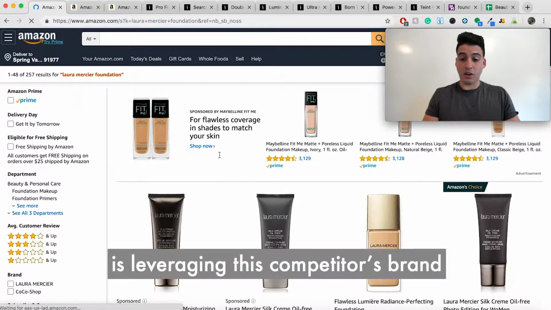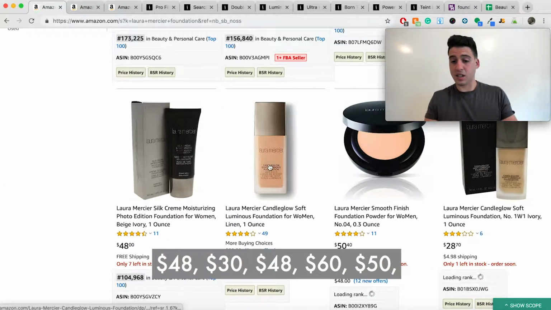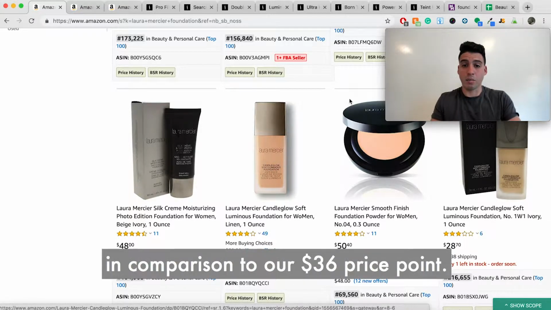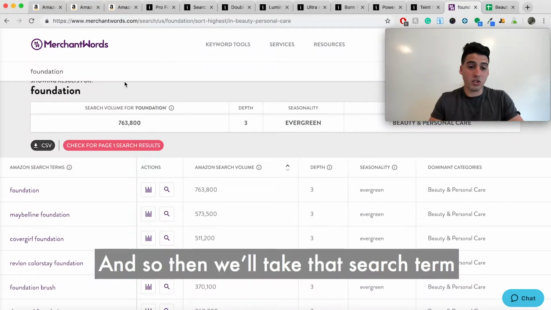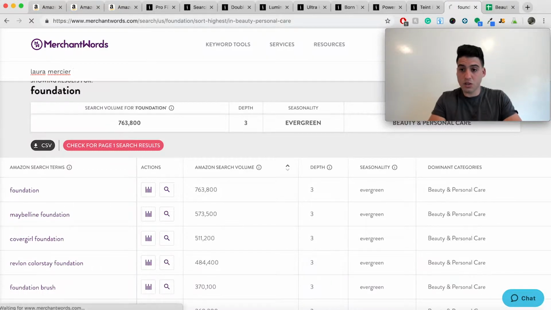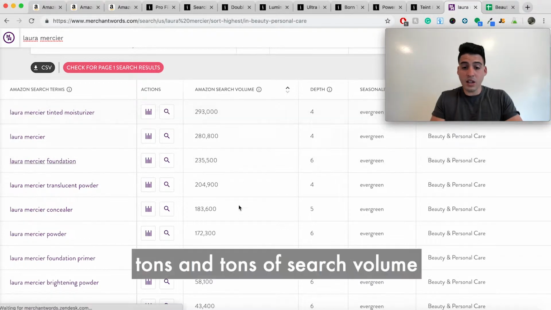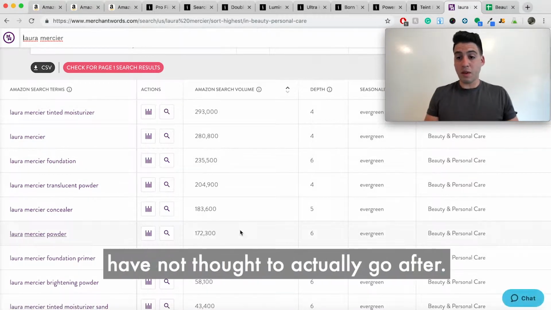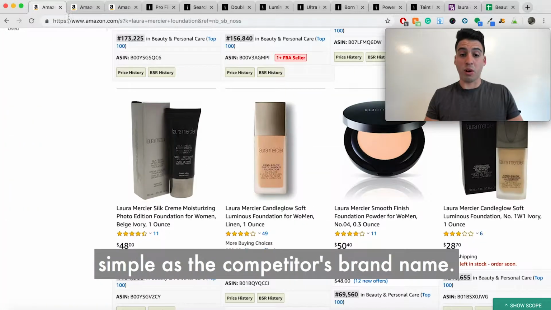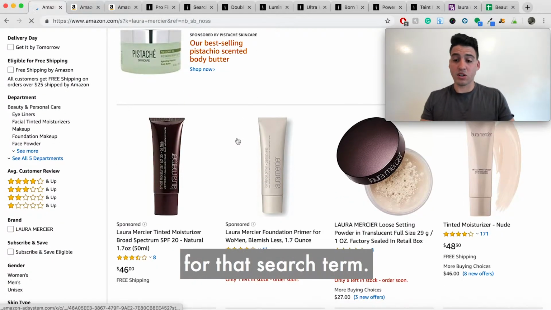So one opportunity we identified is leveraging this competitor's brand, and we see price points $48, $30, $48, $60, $50, so much more competitive in comparison to our $36 price point. And so then we'll take that search term one step further, and we'll actually put the branded term as a keyword, and boom, now we've got tons of search volume on search terms that you may have not thought to actually go after. Even going after something as simple as the competitor's brand name, there's 280,000 searches last month on Amazon for that search term.